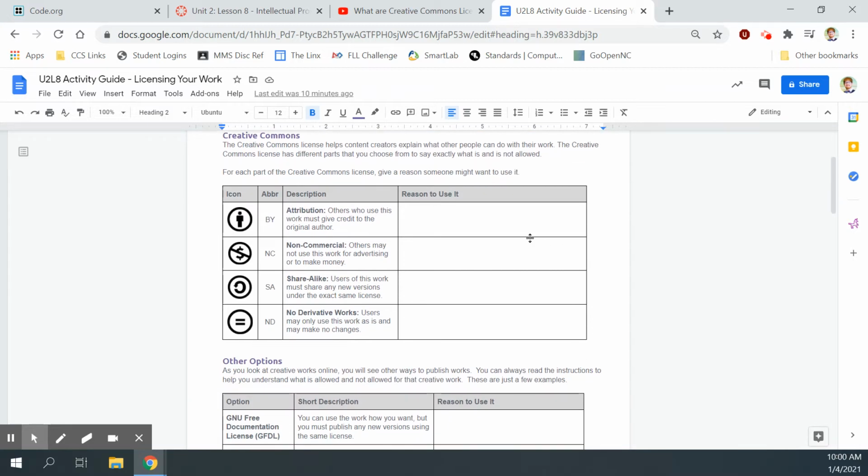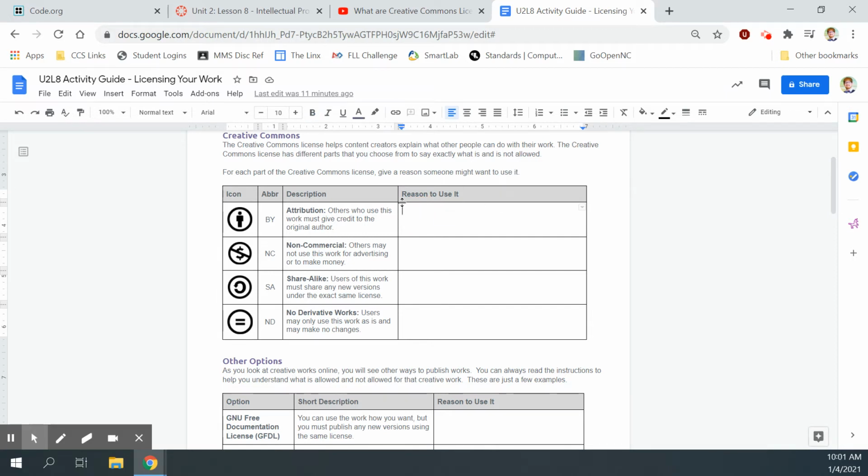So let's go through these 4 Creative Commons licenses. Our first one is this icon, which is a circle with a person inside of it, and it's abbreviated by the word BY. So typically, you'd see this icon, BY, and then you'd see the author's name or the creator's name. So if it was by me, it would have this symbol and say BY David Decker. And then the description for this is an attribution. Others who use this work must give credit to the original author. So if you use a Creative Commons licensed piece of intellectual property with this symbol on it, that means that you have to give credit to the original author or creator.